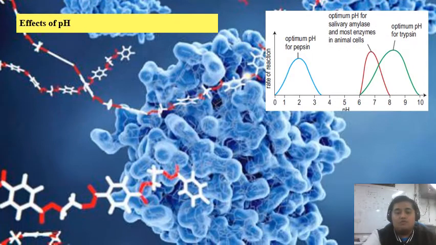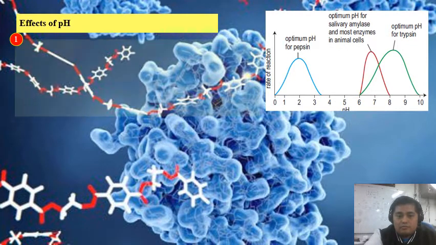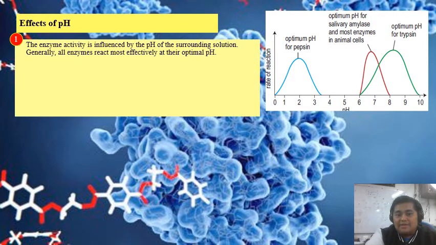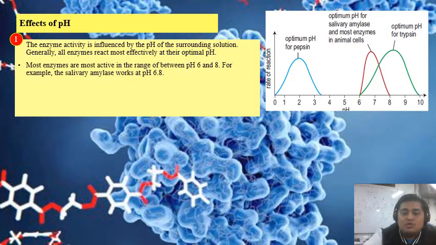Untuk pH pula, so, enzyme activity is influenced by the pH of the surrounding solution. Generally, all enzymes are most effective at their optimal pH. So, secara umumnya, setiap enzim ni dia punya optimum pH dia yang tersendiri. So, most enzymes are most active at the range of 6 to 8.